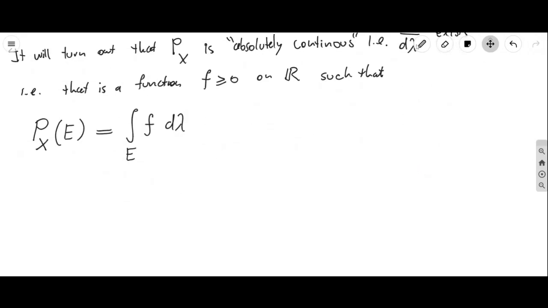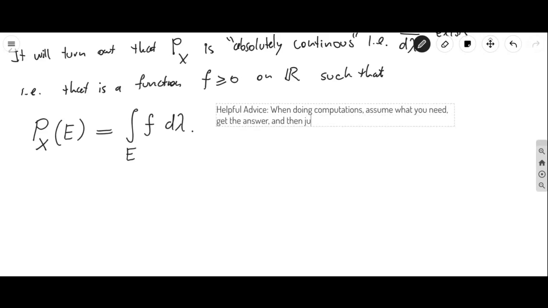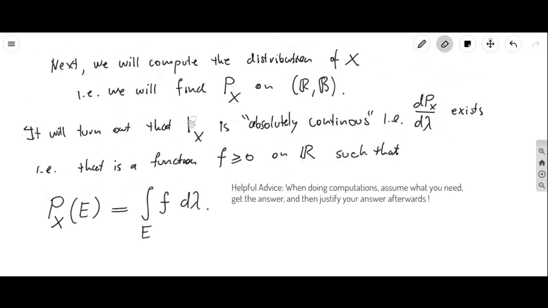Now, here's some helpful advice. When it comes to doing computations, you're going to assume what you need, get the answer, and then justify your answer afterwards. Because you can ask, how do you know that this induced measure is indeed absolutely continuous? Do you not have to prove it? And you're right, you do have to prove it.